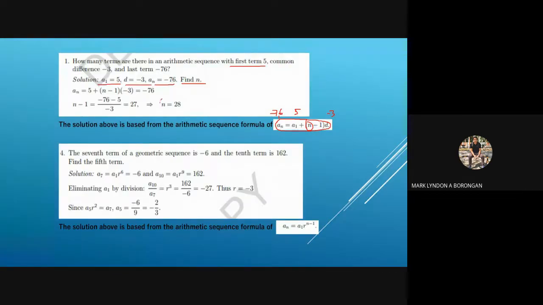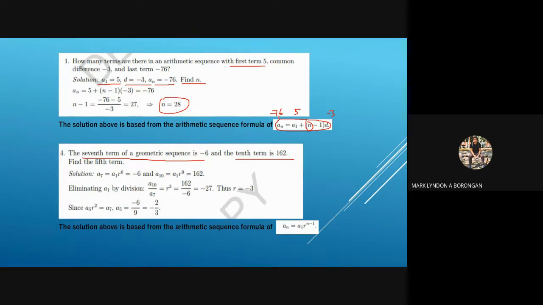Okay? So, n will be equal to 28. Now for number 4, you have: find the 7th term of the geometric sequence, which is negative 6, and the 10th term is 162. Find the 5th term.